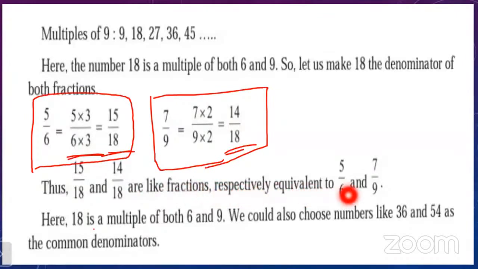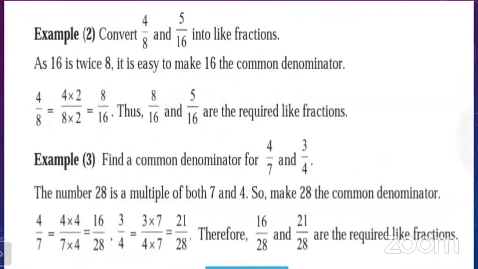We can also choose numbers like 36 and 54 as the common denominator. Look here, another example is given. Convert 4 upon 8 and 5 upon 16 into like fractions. As 16 is twice 8, it is easy to make 16 the common denominator. So 4 upon 8 is equal to 4 multiplied by 2 upon 8 multiplied by 2. 4 2s are 8 and 8 2s are 16. So 8 upon 16 and 5 upon 16 are the required like fractions.